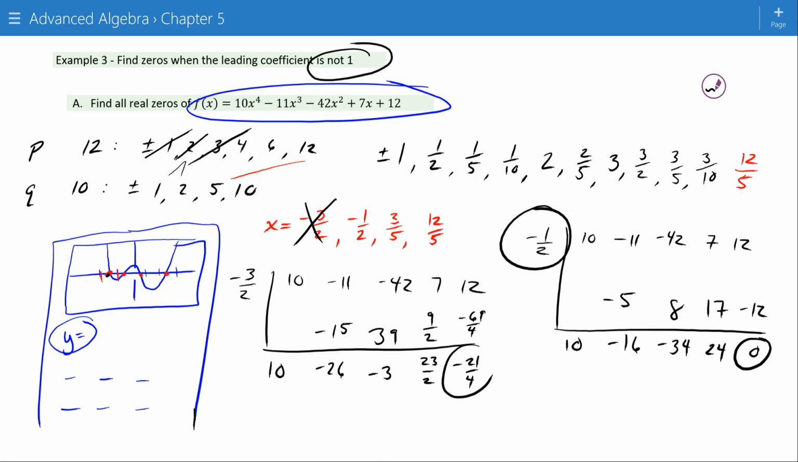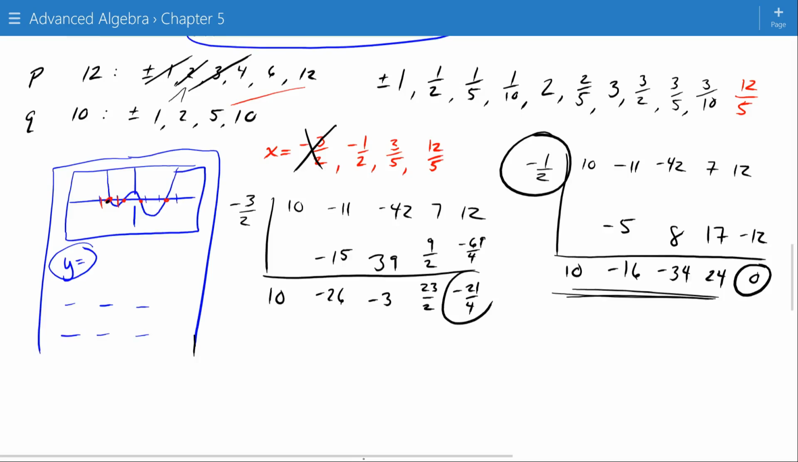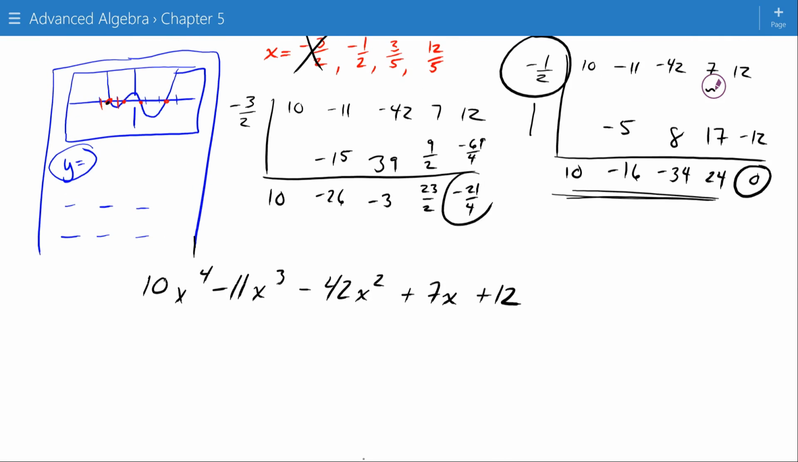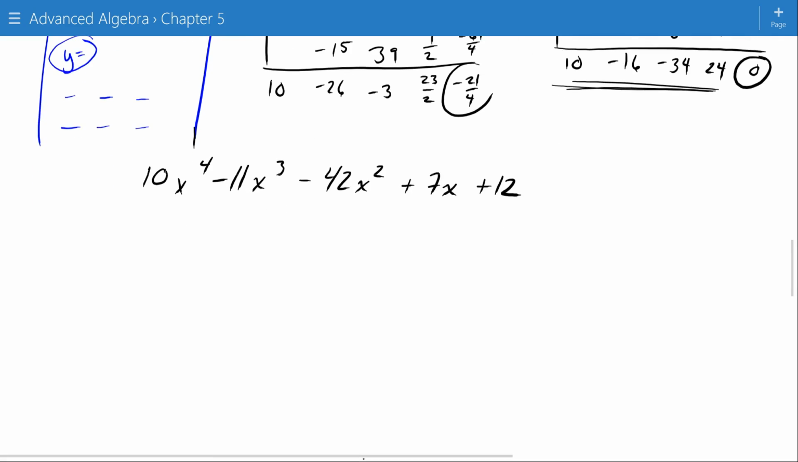So I'm going to scroll down a little bit and go on to our next piece, because we are far, far, far from being done for this problem. So we got x equals -1/2, right? And that 10, -16, -34, 24 is really our next component. So our original problem was 10x to the 4th minus 11x cubed minus 42x squared plus 7x plus 12. And we said negative a half works. Well, the factor it came from then is x plus a half. If you plugged in negative a half, so x plus 1/2.